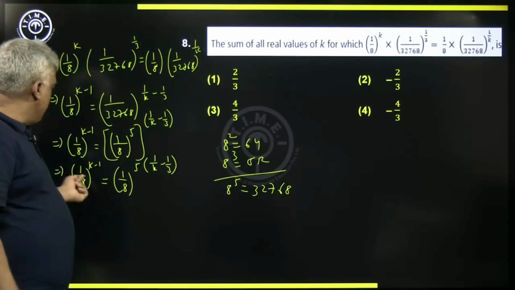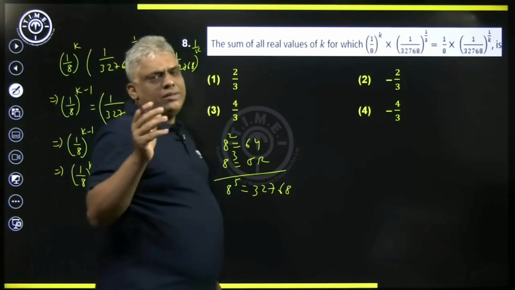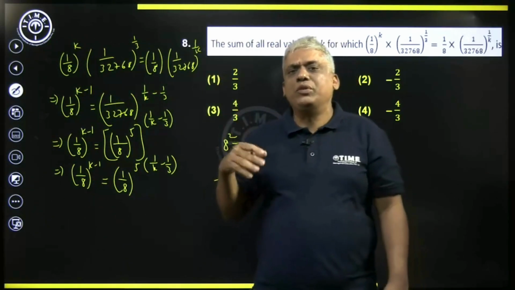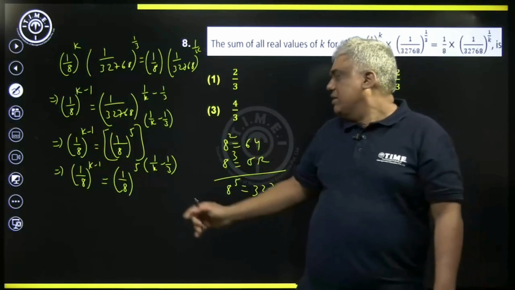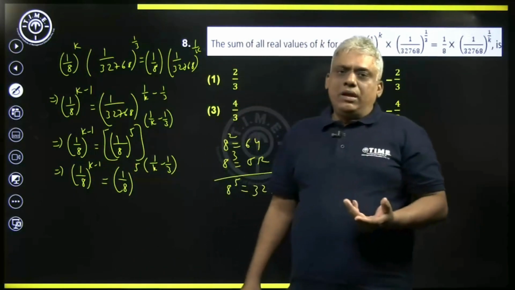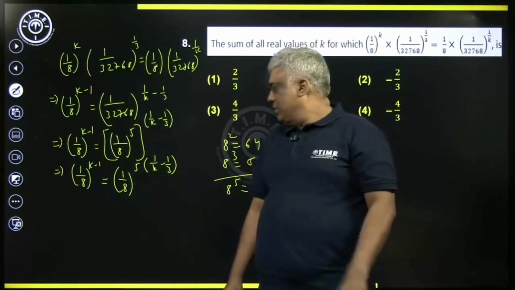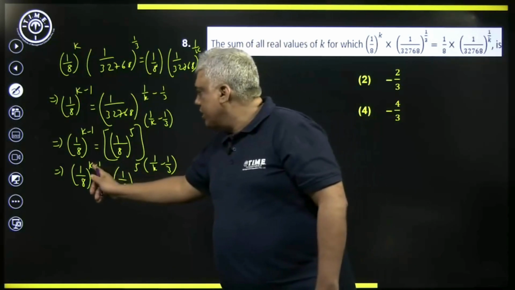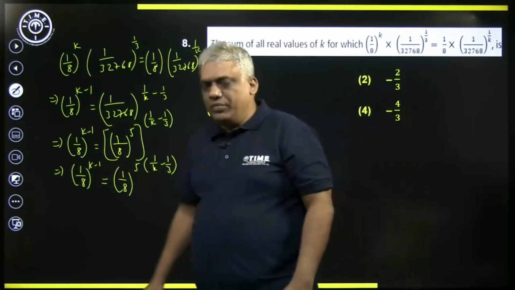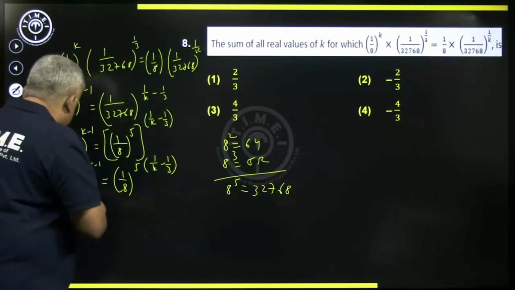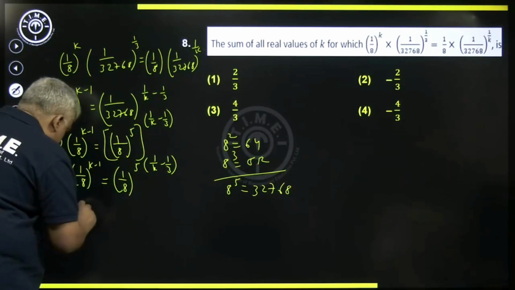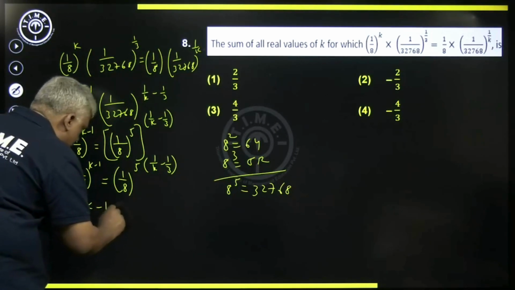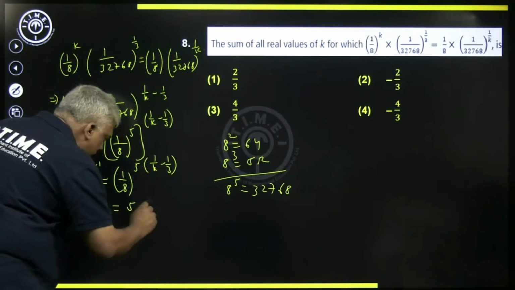Now, you see, a to the power x equals a to the power y, you know that, then x equals y if a is not equal to 0, not equal to 1, not equal to minus 1. See, 1 by 8 is neither 0 nor 1 nor minus 1. So, basically we can compare the powers. So, k minus 1 will be equal to this, right. So, we can say that from here k minus 1 is 5 into this one.